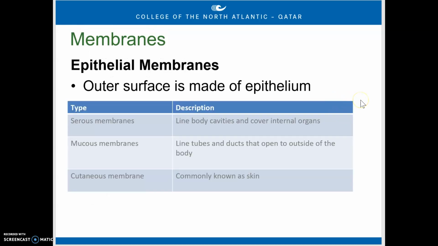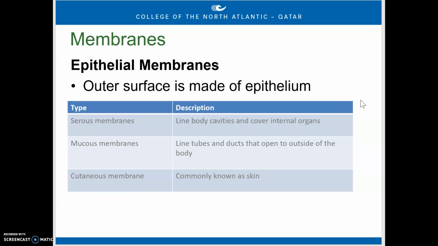The first ones we'll talk about are the epithelial membranes. Now, there's three types of epithelial membranes. There's the serous membranes, the mucous membranes, and the cutaneous membrane. Now, on these membranes, of course, the outer surface of the membrane is going to be made up of epithelial tissue, okay, epithelial cells. Now, what each one does, the function of each one is listed in the table here.